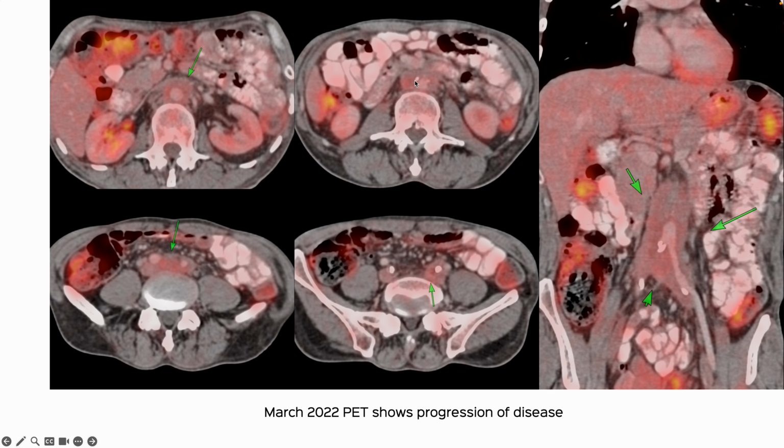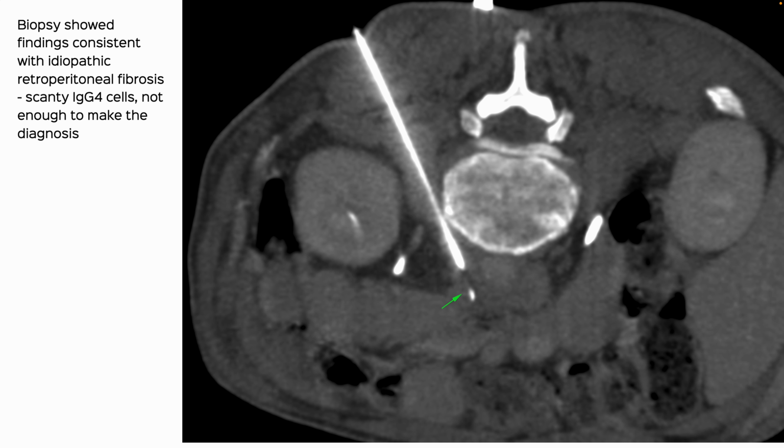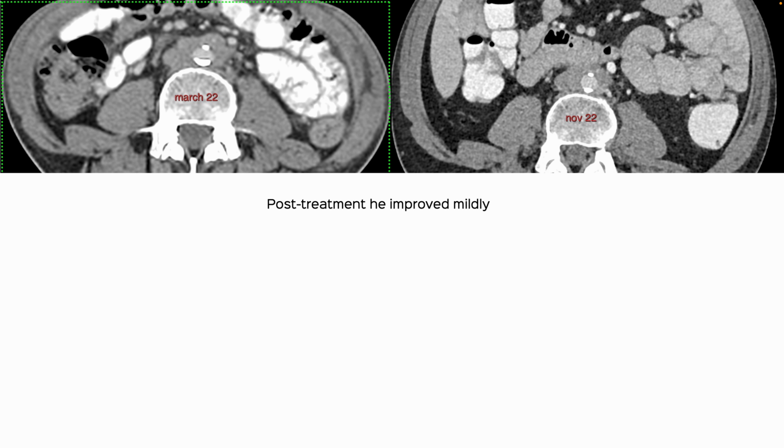We see the periaortic soft tissue encasing the bifurcation and the proximal iliac arteries, beautifully seen on the coronal images. There was no other disease anywhere. I biopsied it at the time. It was diagnosed as idiopathic retroperitoneal fibrosis, and there were scanty IgG4 cells, but not enough to make the diagnosis. He had a CT 6 months down the line, which showed minimal improvement.